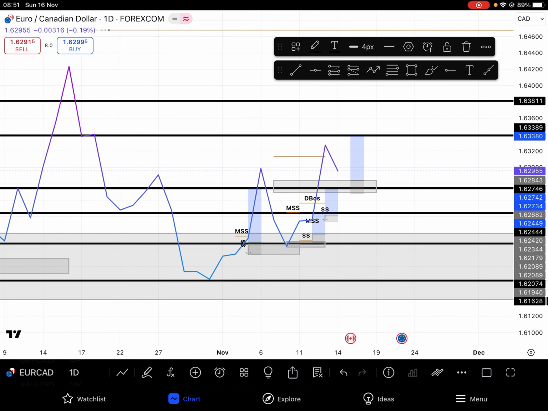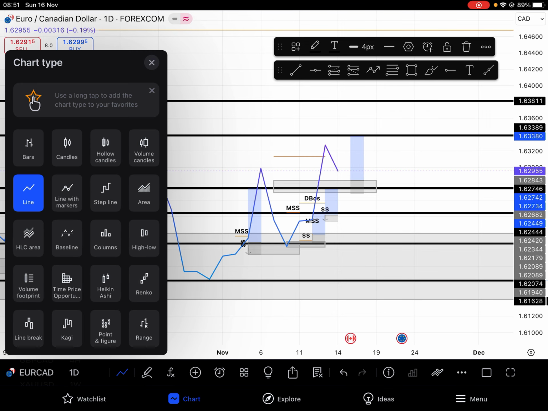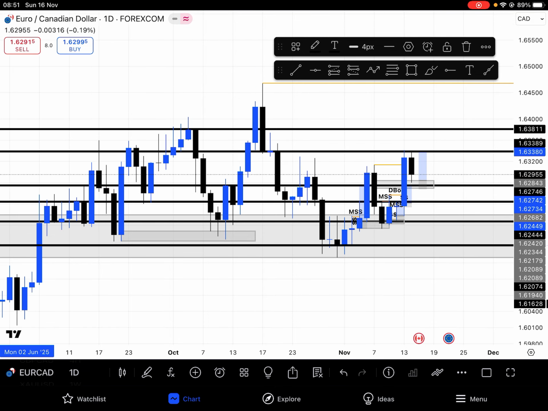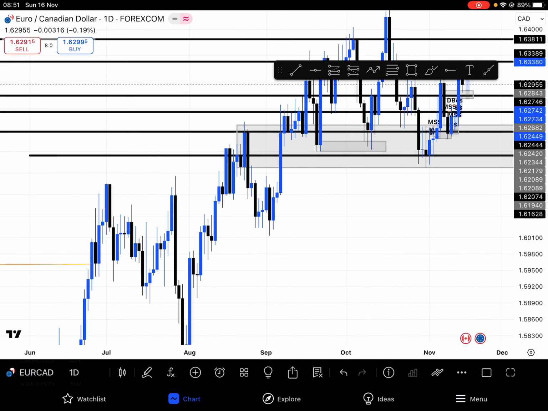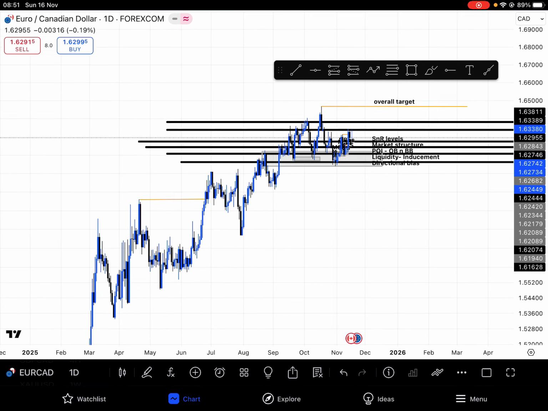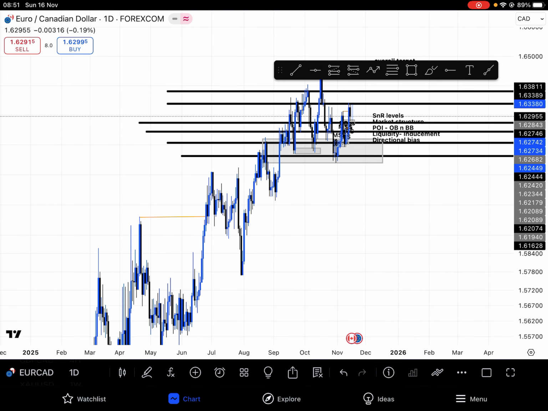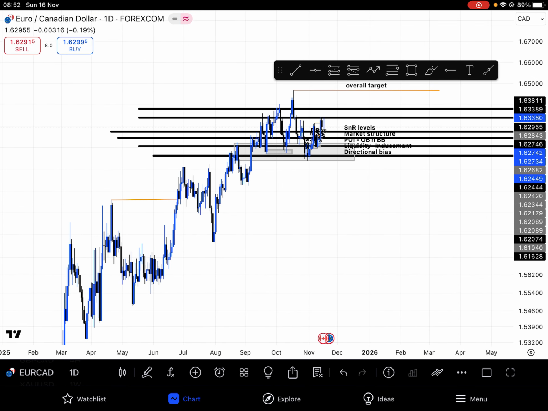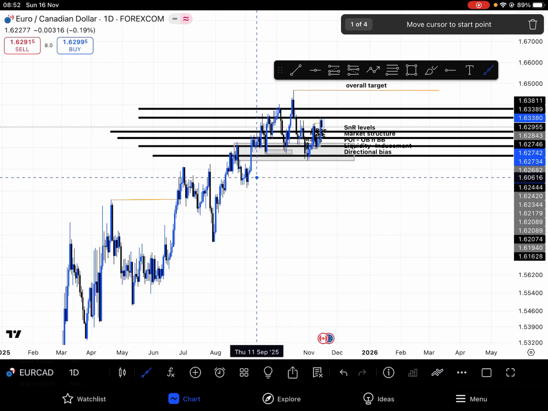Then I go on the daily, change this back to candles. So daily is for finding my directional bias. Directional bias is basically using market structure to find the next possible target and basically your bias. So if you know your target, you obviously know your bias automatically.